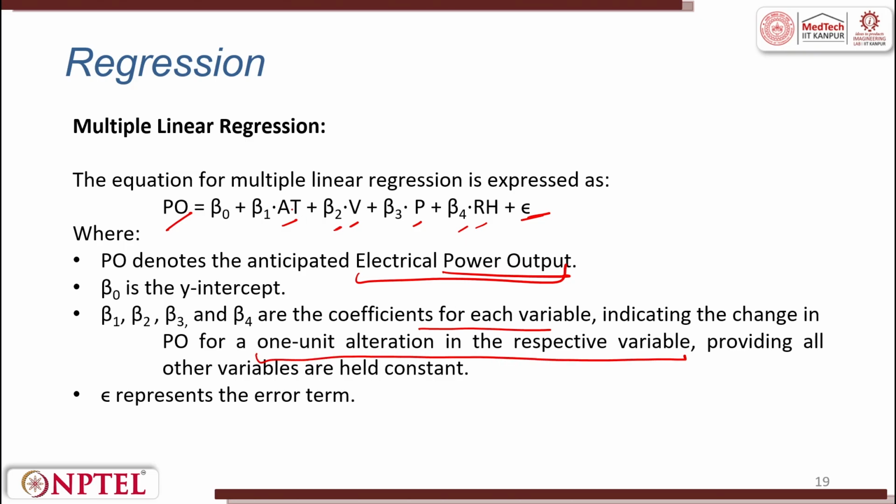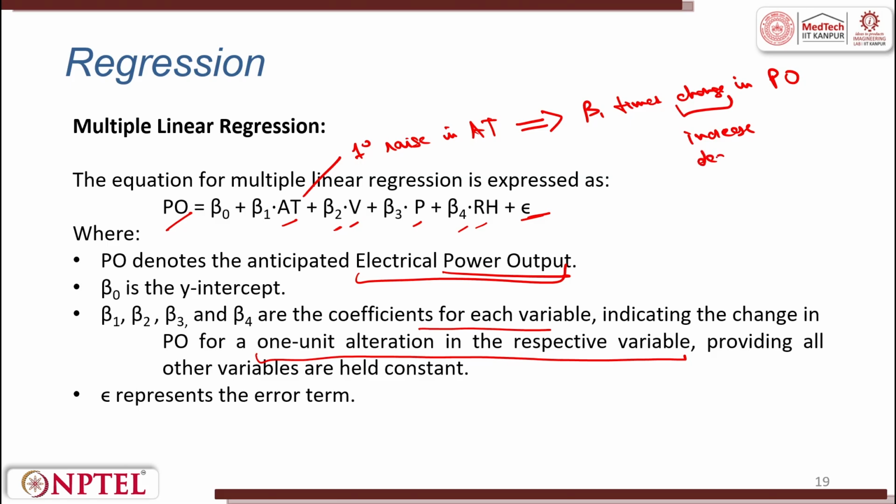For example, if ambient temperature is raised by 1 degree, the raise in ambient temperature would imply beta 1 times change in power output. I am putting the word change. I did not write increase or decrease because we do not know this beta value could be plus beta 1 or minus beta 1. We do not know what value this could be.